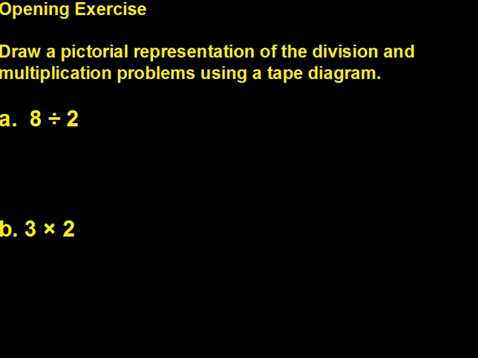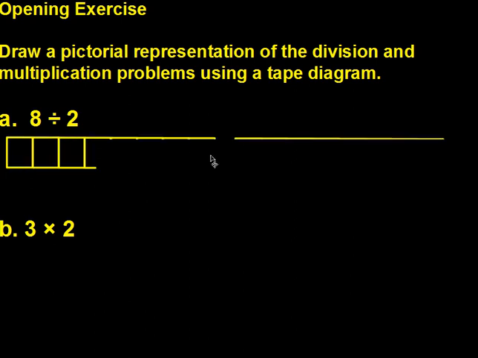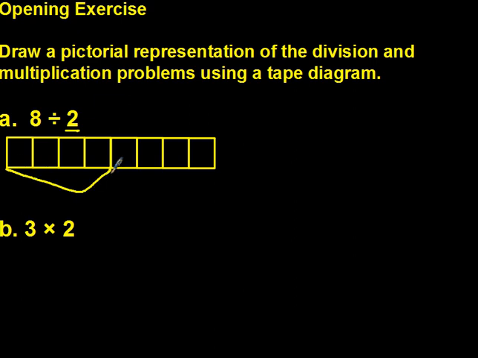Draw a pictorial representation of the division and multiplication problems using a tape diagram. So our first one, 8 divided by 2, we can really think of it in two different ways. To begin, create yourself a tape diagram that has 8 pieces. So when we think of this tape diagram as having 8 pieces, we can divide it by 2, which is essentially cutting it in half. So here is one way to interpret this information. 8 divided by 2 is 4.